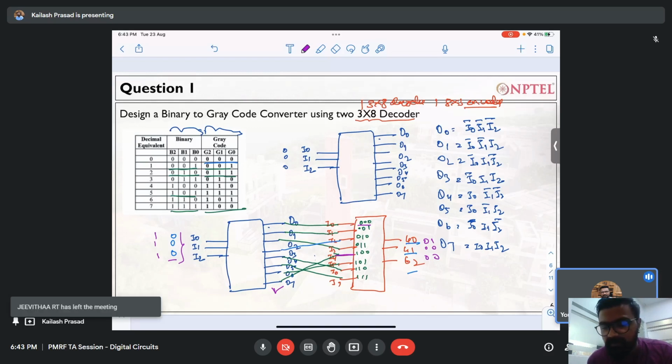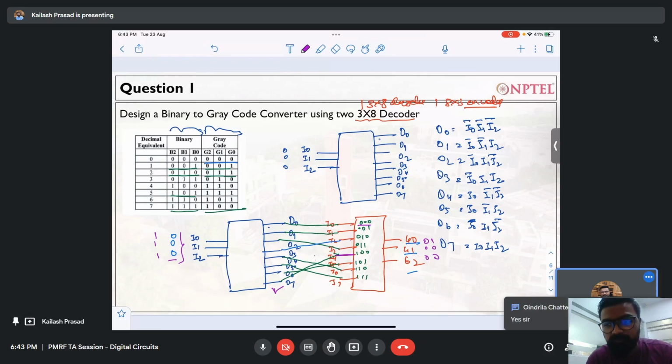Is this concept clear, or is this question clear? How you use one encoder, one decoder to design a binary to gray converter? Yes, sir. Yes, sir.